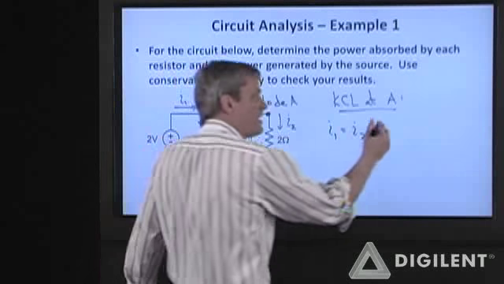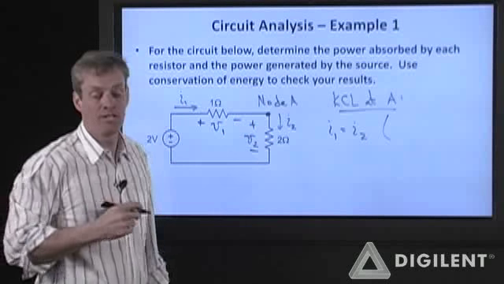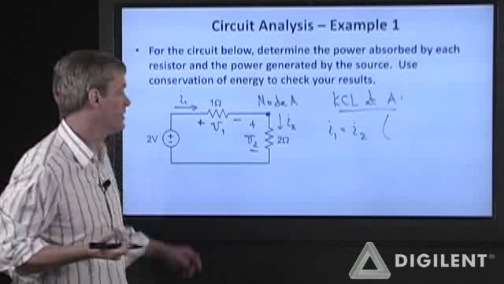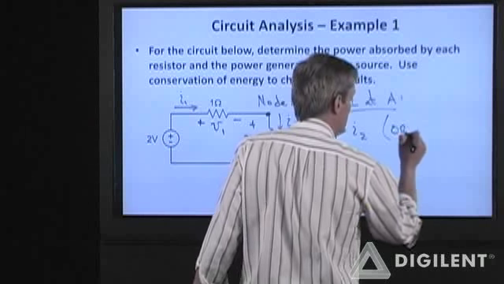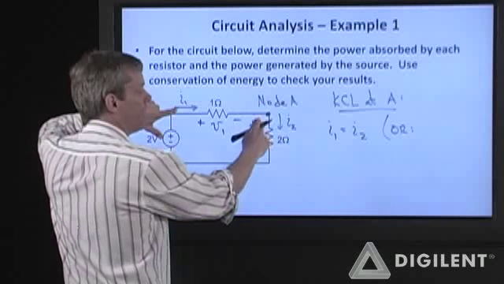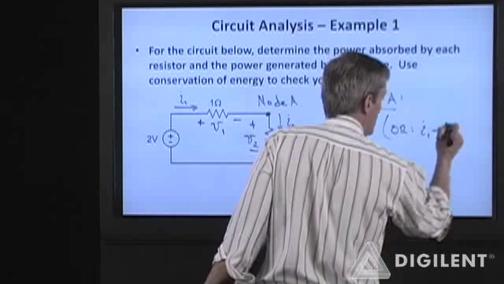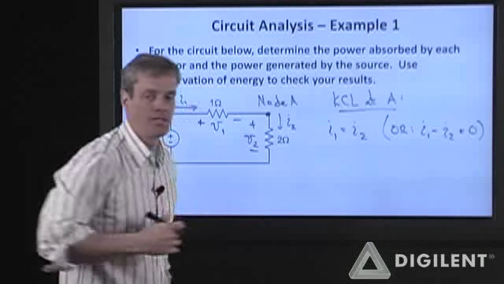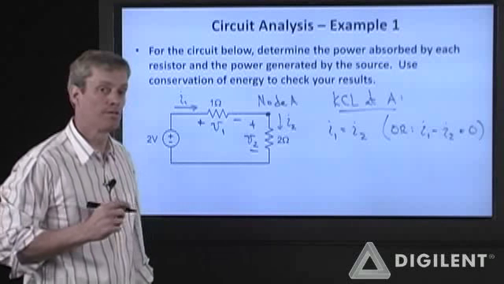If you want to use KCL in its other incarnation, where you add up all the currents at a node and set that equal to 0, you just have to decide what you mean by positive currents. If I want positive current to be going into the node, so alternately, if I1 is treated as positive, I2 will have to be negative. I1 minus I2 is equal to 0. I get the same result regardless of what application of KCL I use.